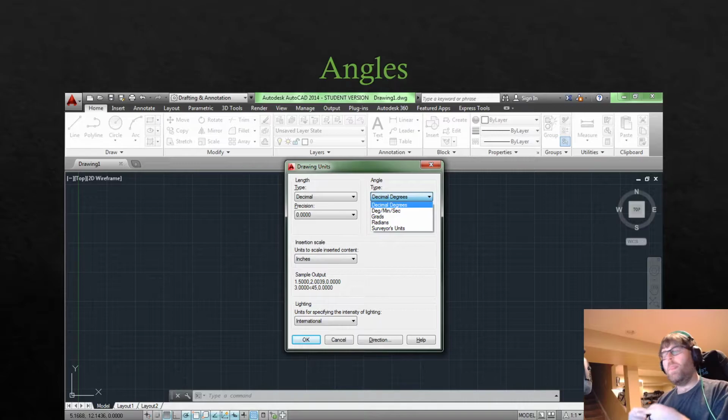You got decimal, you got degrees, minutes, seconds, gradients, which is like a French version of angles, radians, and surveyor's units. Since I'm sure you're all well versed in terms of decimal, like if I were to say 45.8 degrees, you kind of know what that means. We're going to start with degrees, minutes, and seconds.